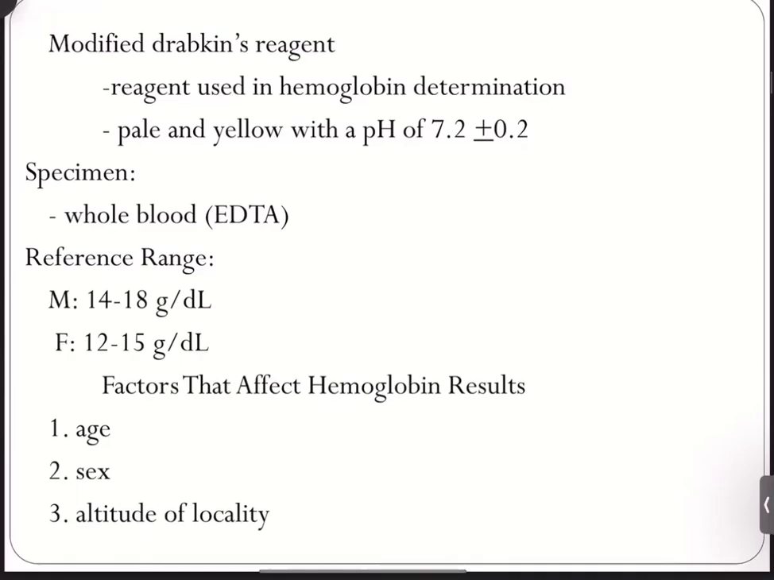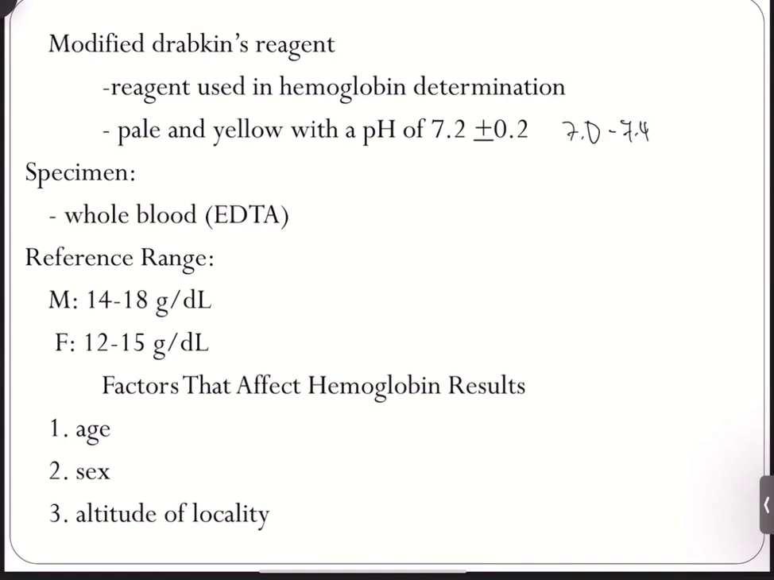So, in that method, you use Drabkin's reagent. Okay? It is pale yellow with a pH of 7 to 7.2 with a deviation of 0.2. Anong ibig sabihin ng deviation? It's either 7.0 to 7.4, plus minus. Okay? The specimen that should be used is EDTA, ethylenediaminetetraacetic acid, whole blood.